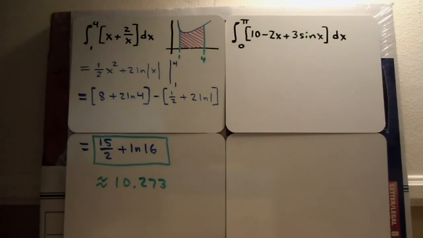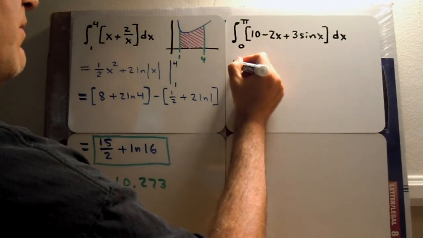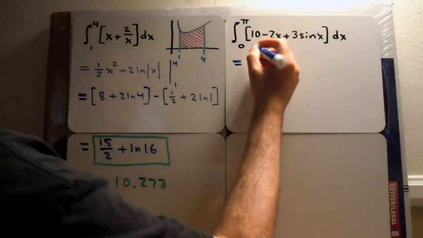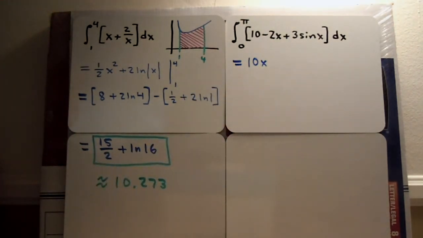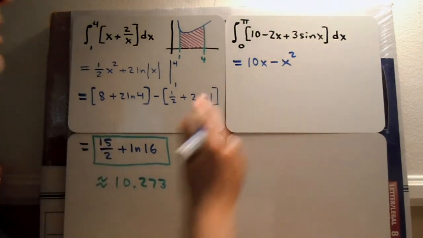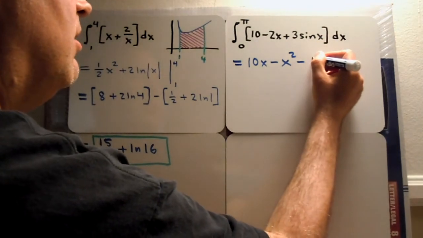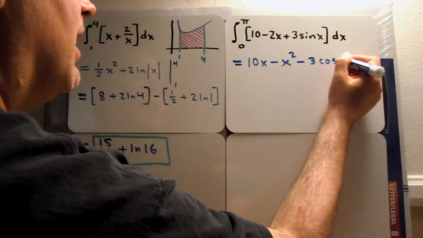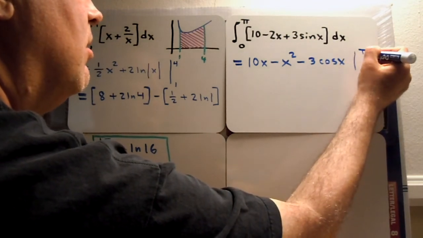In the second example, we want to find the definite integral for that again. So the definite integral, we integrate, we get 10x, and then the integral of 2x is x squared. And then we have the integral of sine. Remember that the derivative of sine is cosine, but the integral is negative cosine. So we get negative 3 cosine of x, and we're evaluating this from 0 to pi.